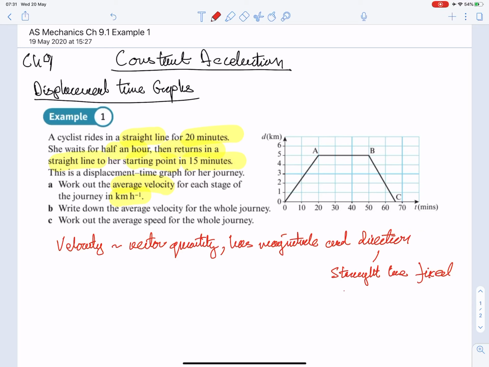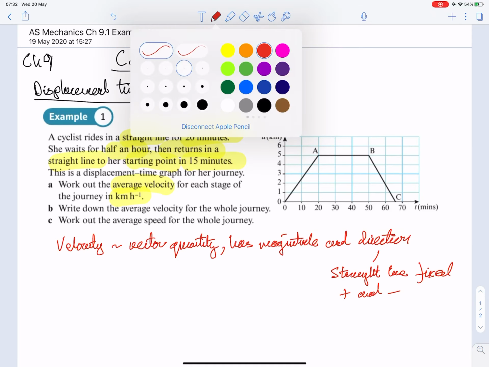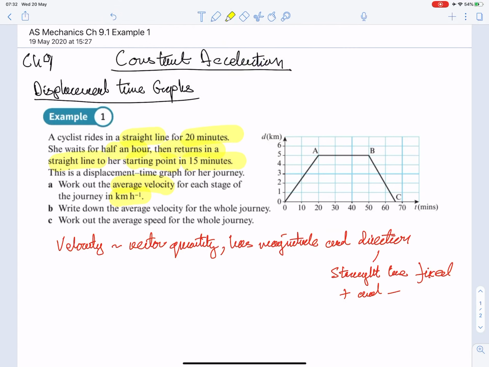We will have a positive and a negative direction. So we're going to assume that on the way out it's positive and on the way back it's negative. How is that reflected on the graph? Well, the positive direction is shown by a positive gradient and the negative direction is shown by a negative gradient, because it returns to where it started from.